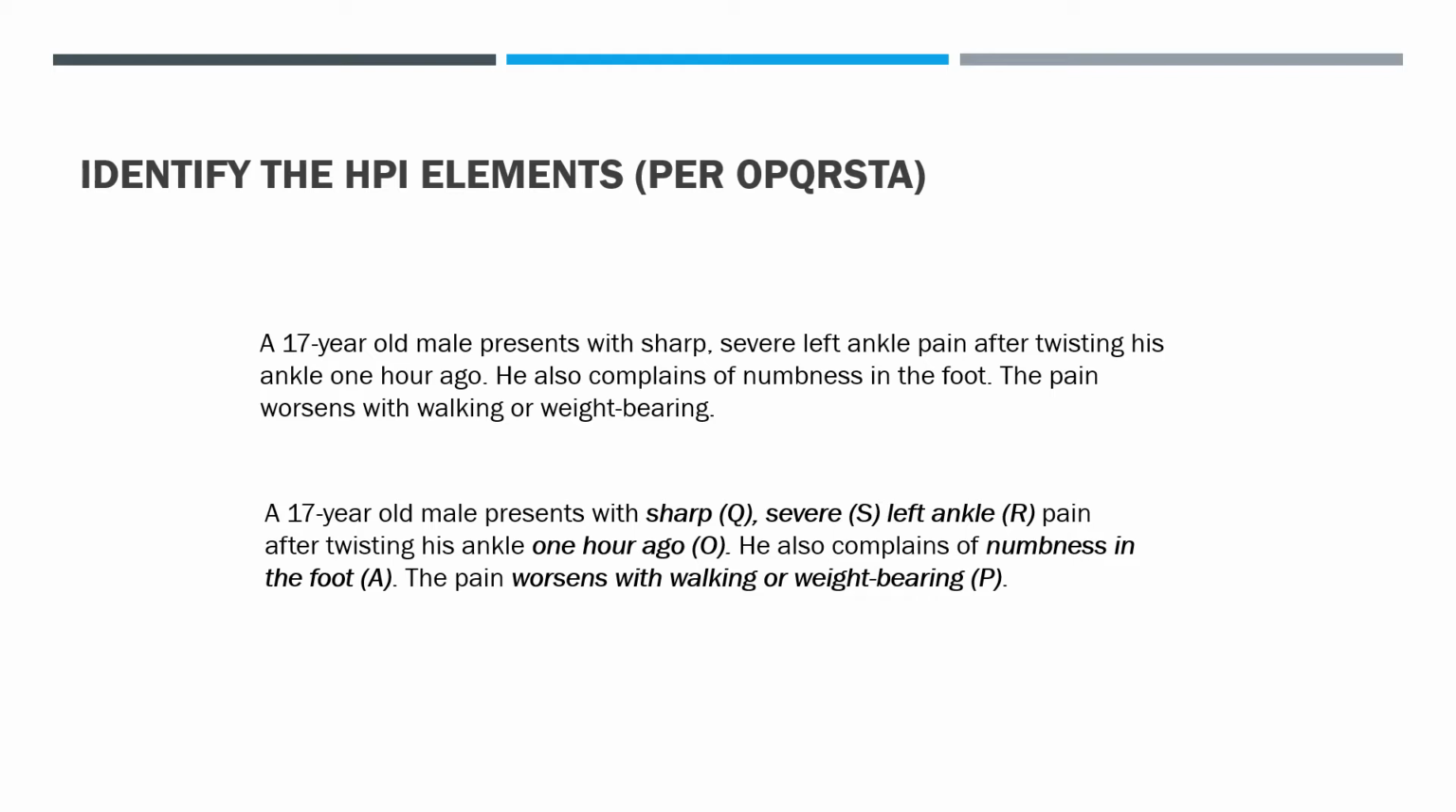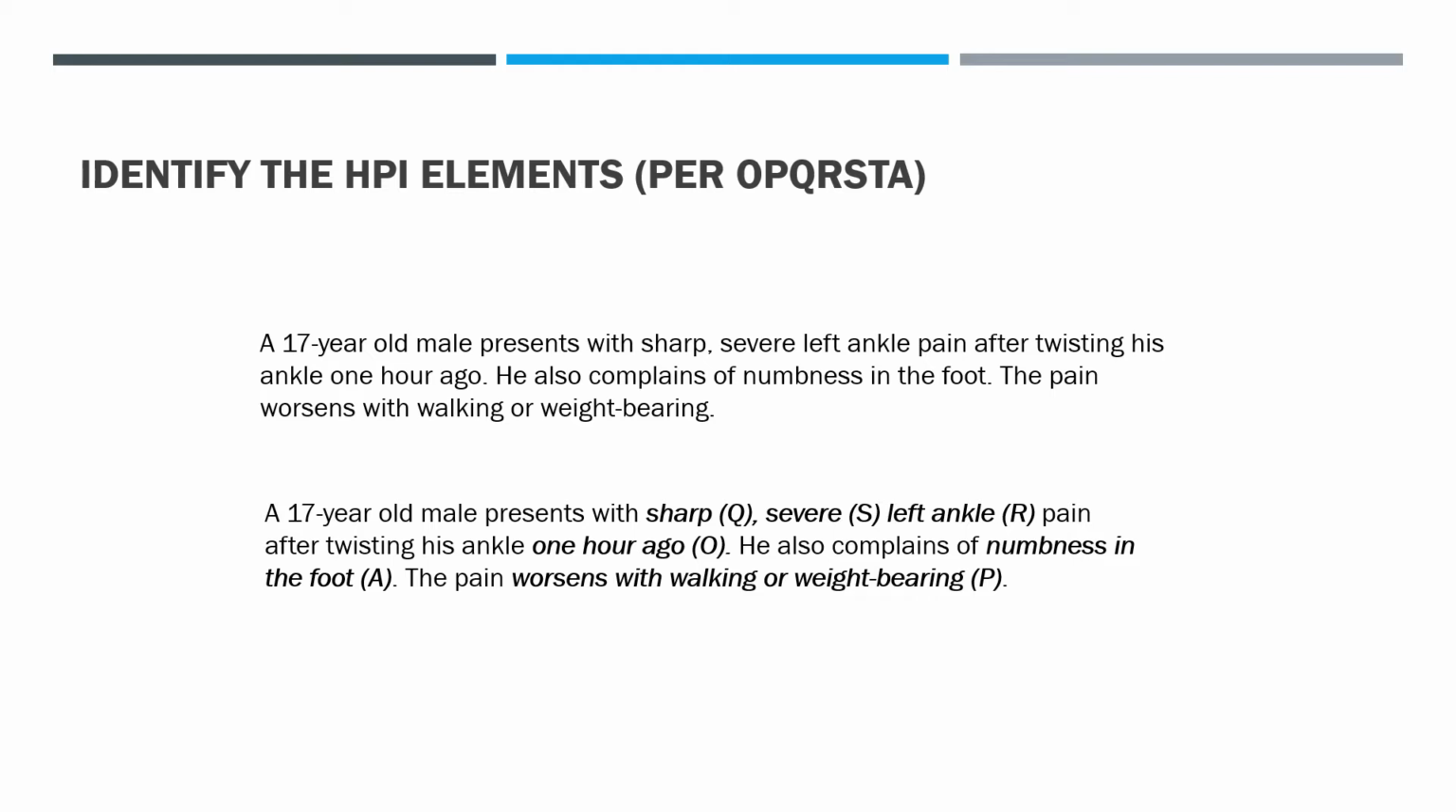So we can see we've identified a lot of these elements here. We have sharp, severe left ankle. So quality, severity, region. After twisting his ankle 1 hour ago, so this is the onset. He also complains of numbness in the foot, so an associated symptom, which worsens with walking or weight bearing. So that is a provocative factor.